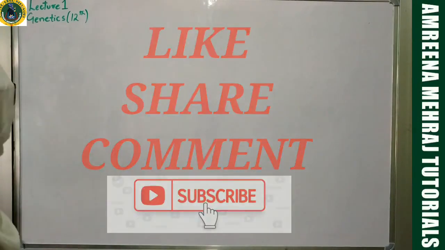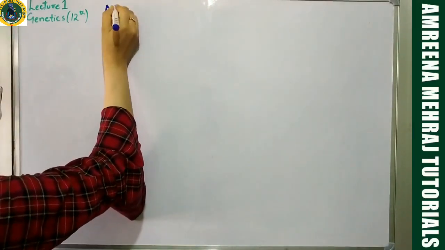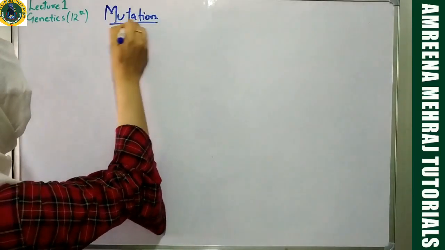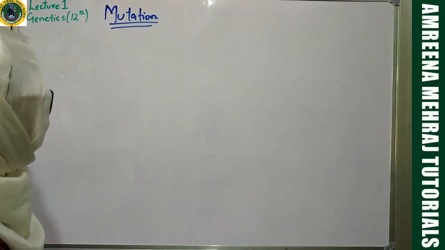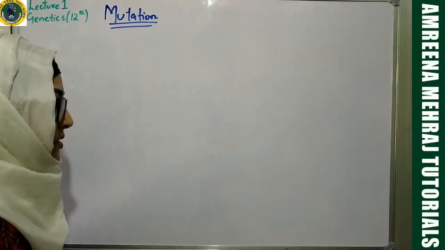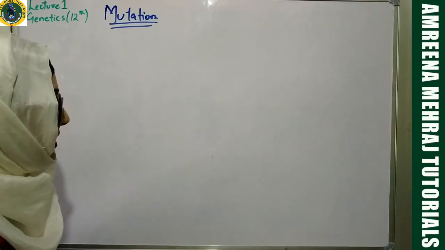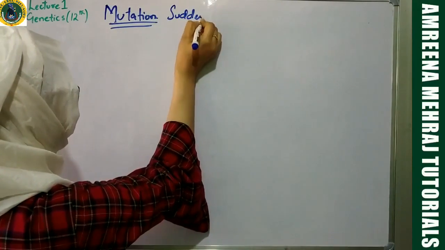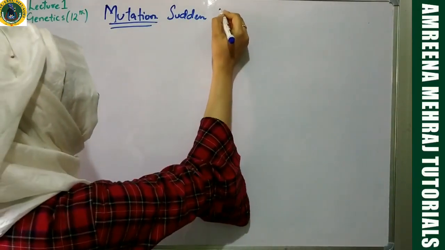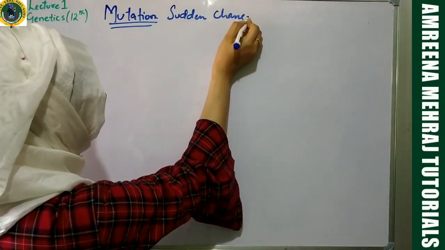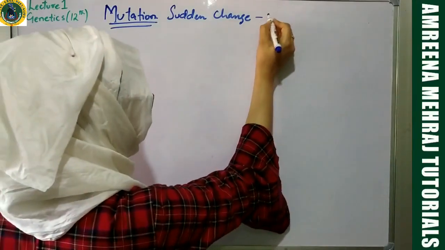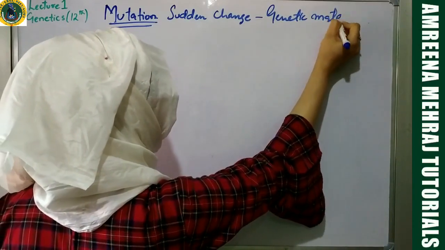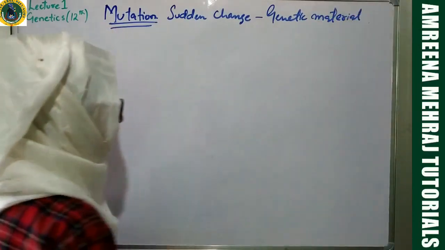Let's get started. My dear students, what is a mutation? What do you call mutation? Any sort of change which happens to the genetic material is basically mutation. So I'll write down over here that any sudden change, because these changes are abrupt, they are sudden. Any sudden change which happens to the genetic material, that change is called mutation.